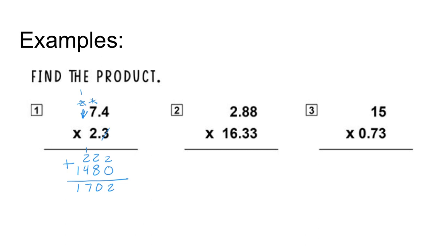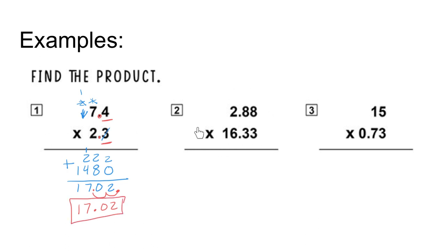Now, I'm almost finished, but I have 2 digits after a decimal. There's a decimal here and a decimal here, and I have 2 digits, this digit and this digit, after my decimal. So now in my answer, I'm going to put 2 digits after a decimal. So the answer to this is 17.02.